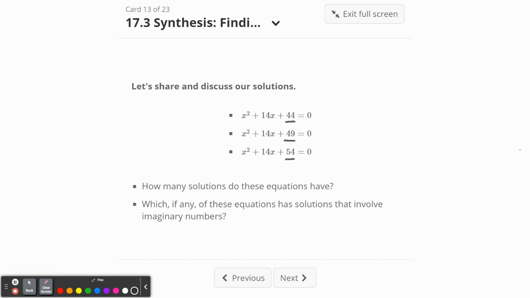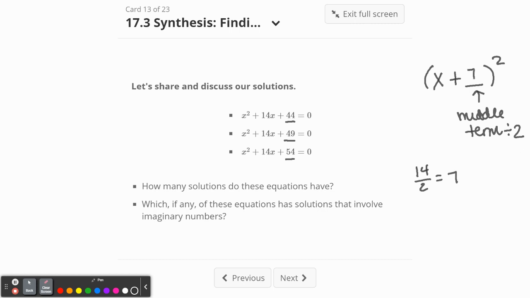We would first have to figure out if we were going to use completing the square here. We'd have to figure out what it's going to turn into when I factor x plus what, squared. To figure out this number, we take that middle term and divide by 2. All of these have the same middle term, which is 14. 14 divided by 2 is 7. So this would factor into x plus 7 squared, which means that the last term would be 7 squared, which is 49. So that's what we'd have to add to these equations to make it equal 49.